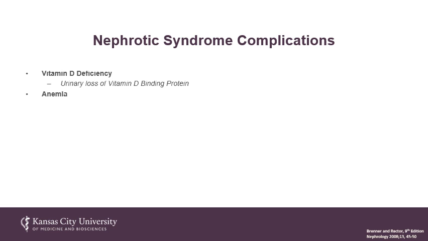Anemia is another complication you can see, and that's because you're losing transferrin and erythropoietin, which are necessary for iron transfer, for red cell production.